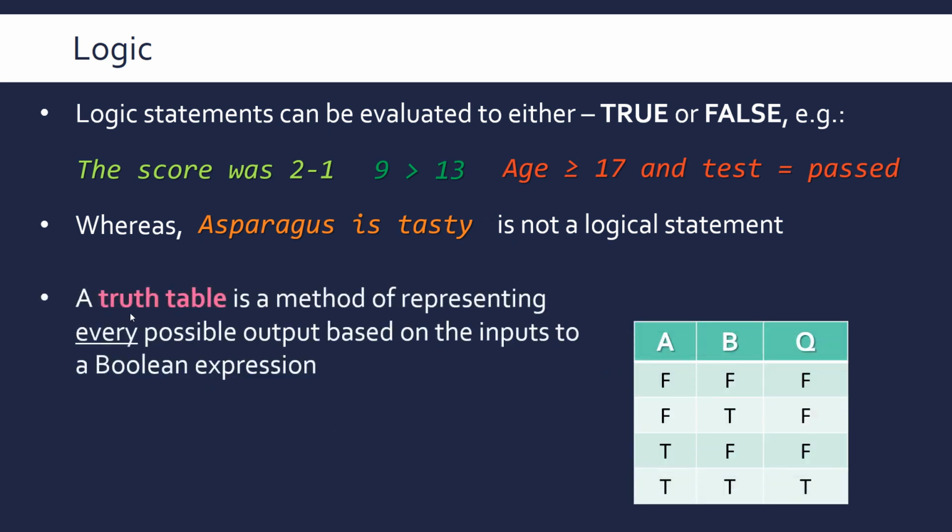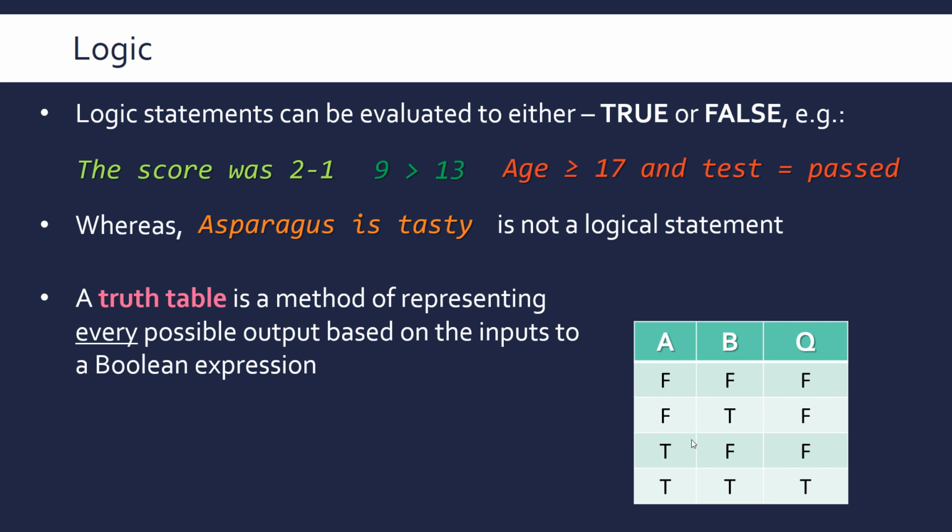Before we move on, we need to also talk about truth tables, which are methods of representing every possible output based on inputs to a Boolean expression. So they really show all the combinations. The columns are the inputs and outputs. Q is often used as an output. It doesn't matter, these letters don't matter. It will just be whatever's in your Boolean expression.